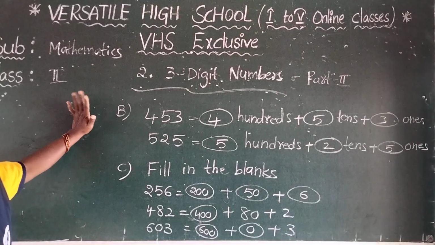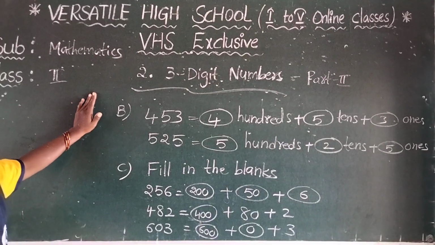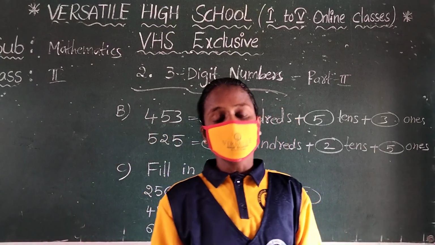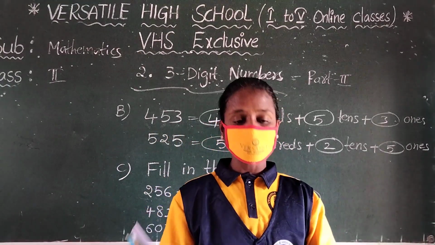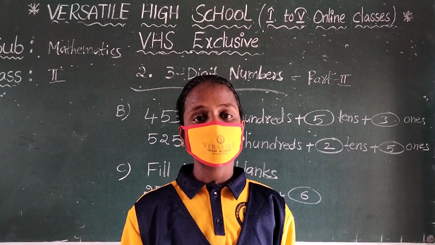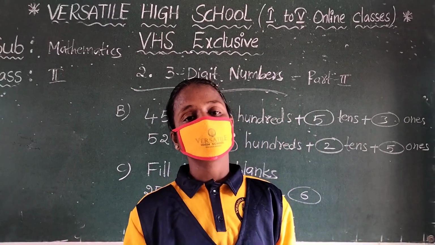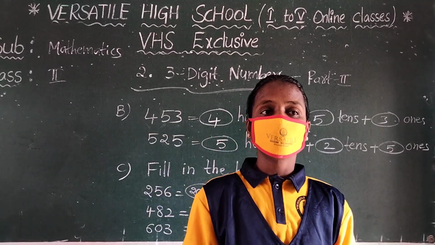Children, did you understand what I am explaining? Thank you, children. This completes chapter 2. Just fill in what I am giving as homework. Open your textbook and fill in all the blanks that are given. Just read the bit and fill in the blanks.